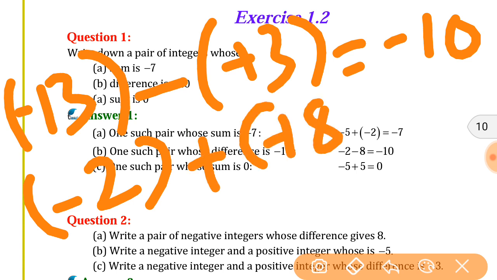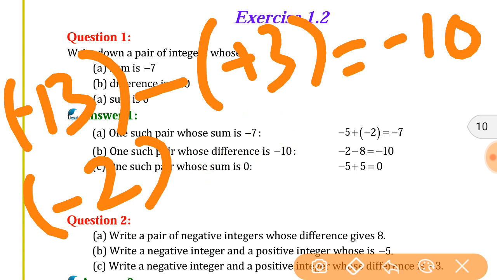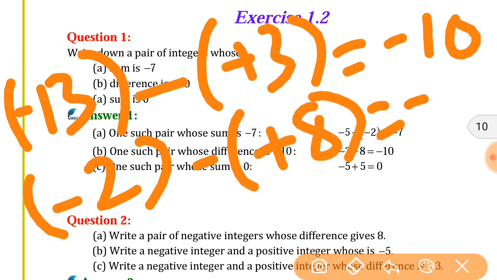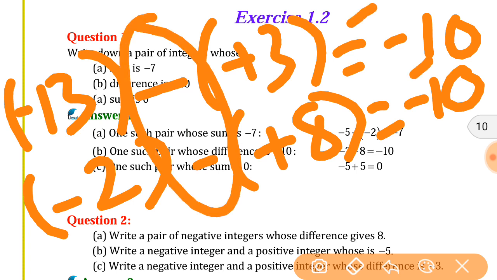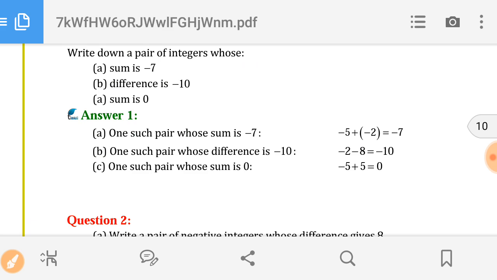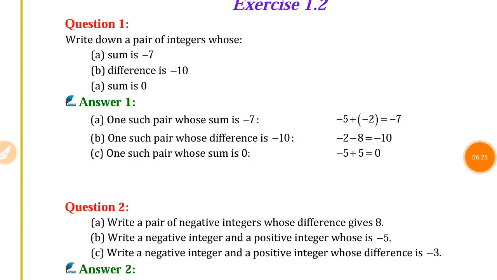Or else minus 2 minus plus 8 equals minus 10. We should write the difference between the two integers, or you can reverse also. In such a way you can make pairs to get the differences, but the difference between two integers should get a minus sign. Okay, we can go for C.